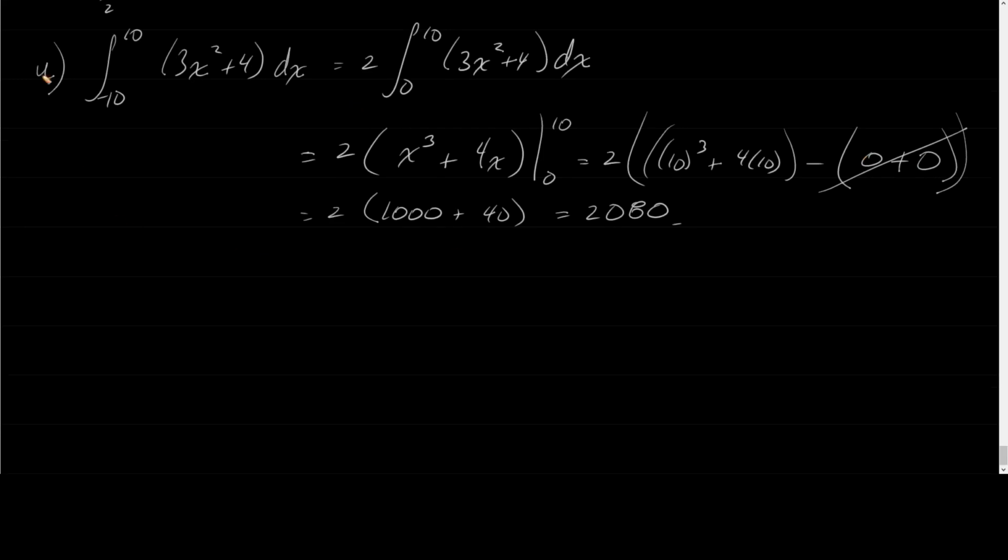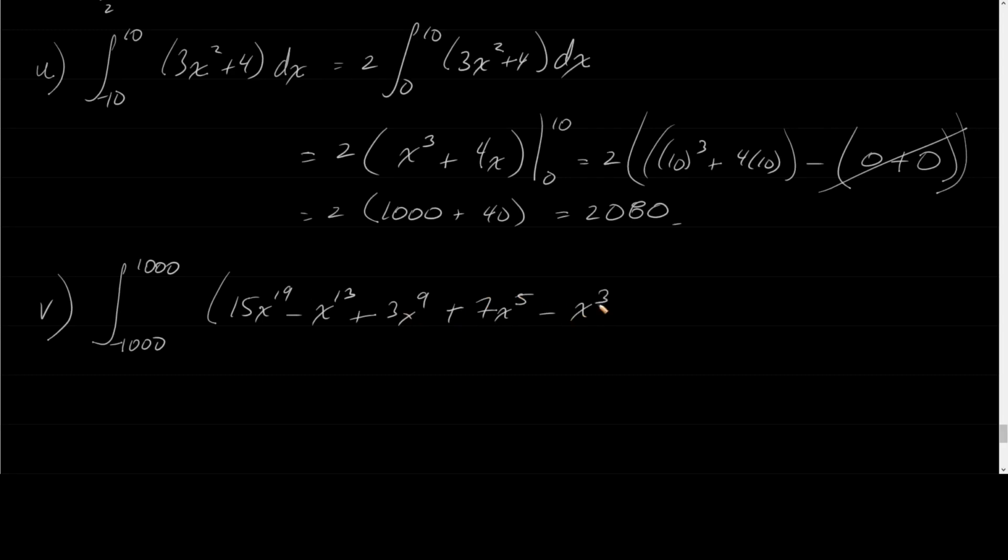Let's look at another one. So that was u, v. Let's say I had the integral from negative 1,000 to 1,000 of 15 x to the 19th minus x to the 13th plus 3x to the 9th plus 7x to the 5th minus x cubed plus 189 dx.